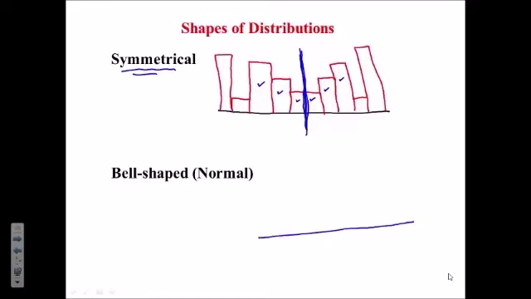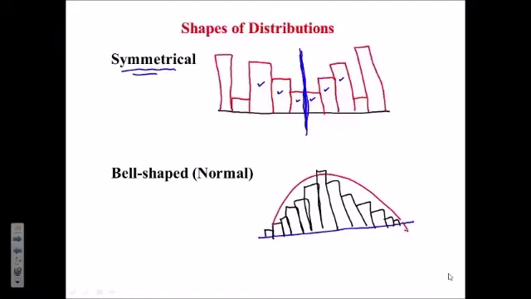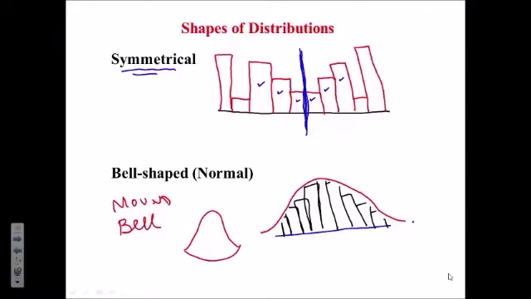If a distribution looks something like this, well, it too looks symmetric, but it also has a mound shape, so you'd say it's mound shaped. Or we could say it has this kind of shape, like a bell. A bell looks like that. This is a bell-shaped distribution, or we're going to call it later on a normal distribution.